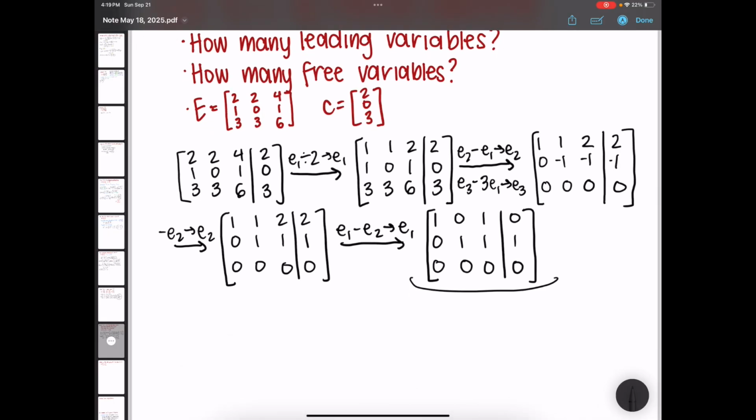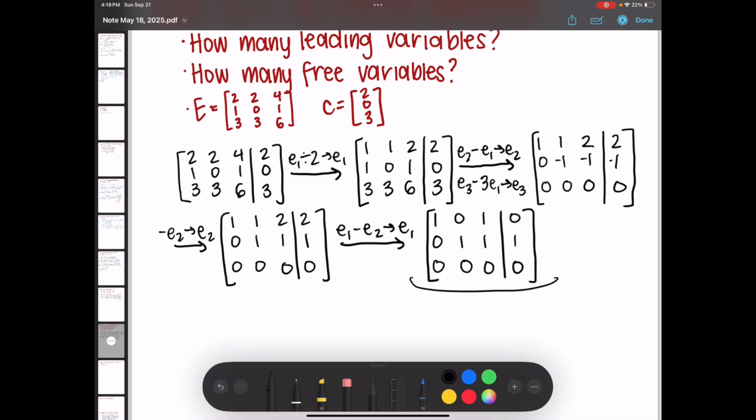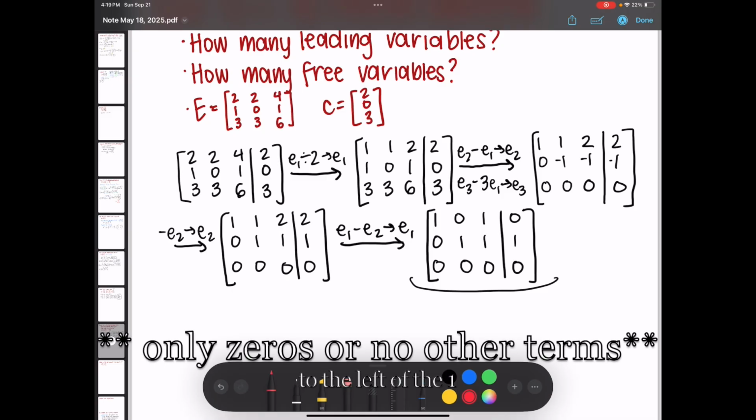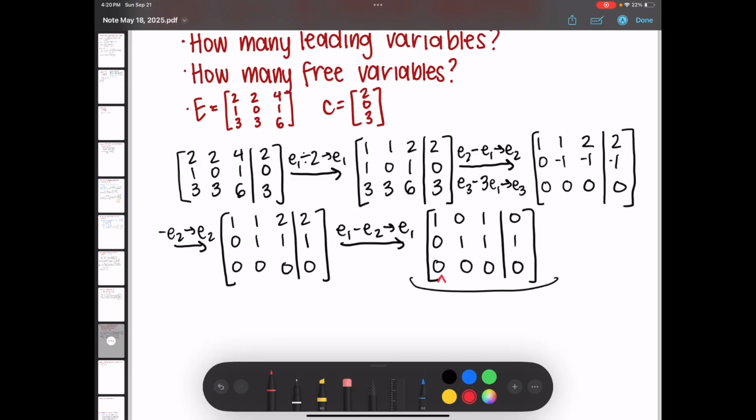How many leading variables are there and how many free variables are there? So let's refresh on what a leading variable is. A leading variable is represented in the reduced row echelon form by the columns in which there is a 1 with only zeros to the left. So what does that mean? This column represents x1, this column represents x2, and this column represents x3.